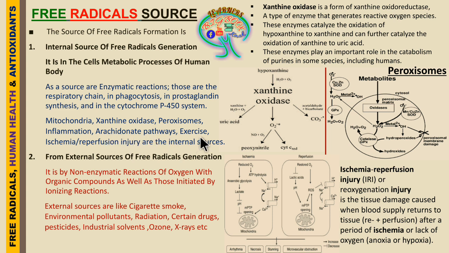arachidonate pathways, and exercise that we do every day, even it is going to cause a metabolic difference, and it can cause a metabolic byproduct as the free radical. That is the ischemia, reperfusion injury are the internal sources for the generation of the free radical.